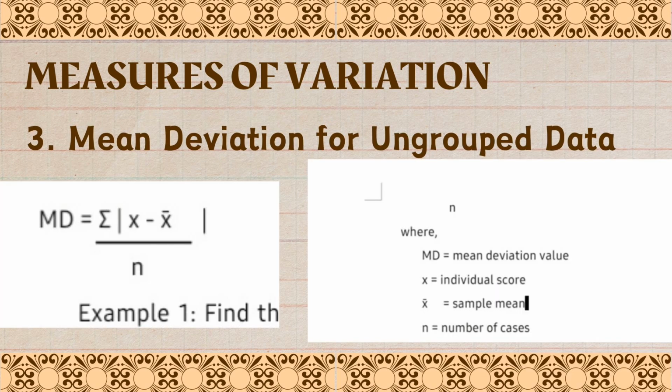Here is the formula of mean deviation for ungrouped data. MD equals the sum of the absolute differences between each value and the mean divided by the number of cases or values, where MD is the mean deviation value, X is individual score, X bar is sample mean, and N is the total number of cases.